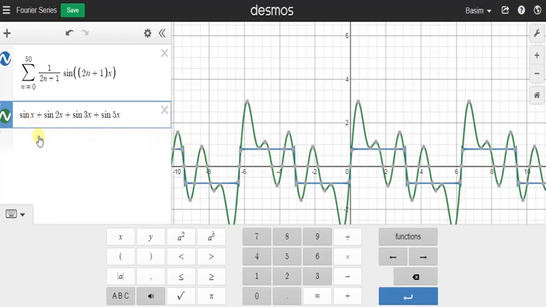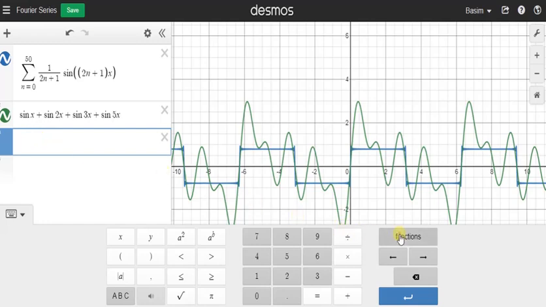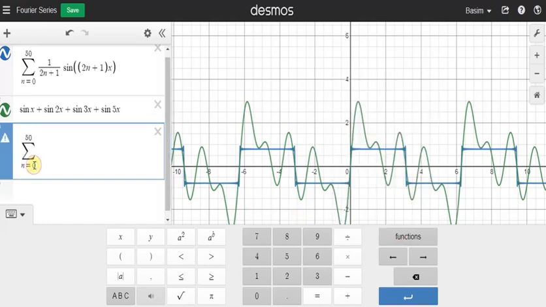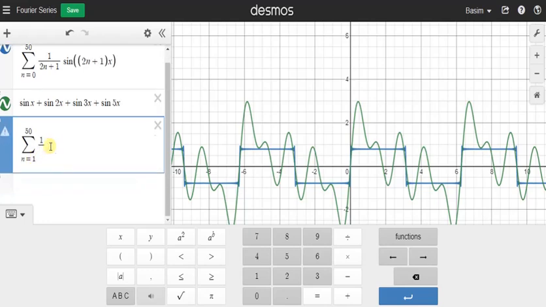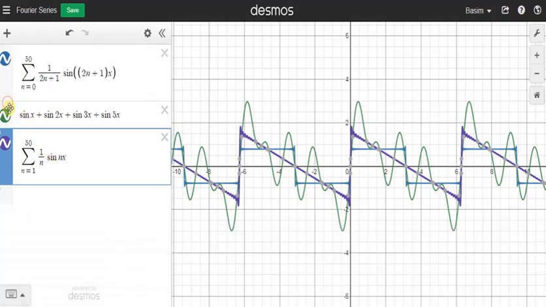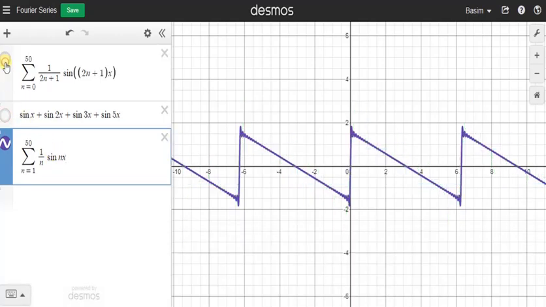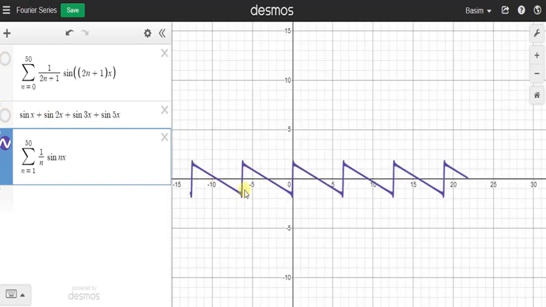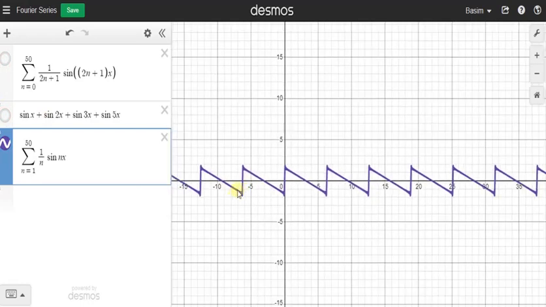Now adding some coefficient, I can modify this expression as a summation. So we start with n is equal to 1 to 50, then 1 by n sin nx. So now we have the graph of a sawtooth wave. Now this sawtooth wave is produced just using summation of sine terms.